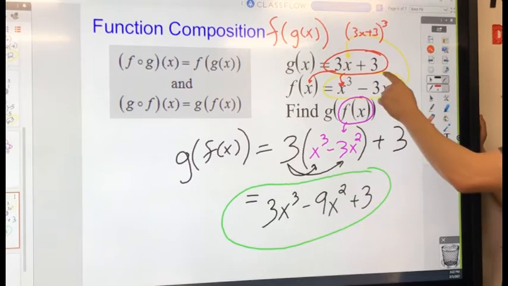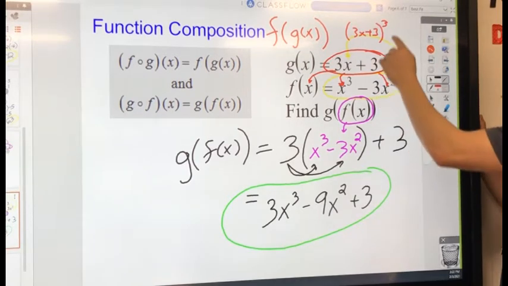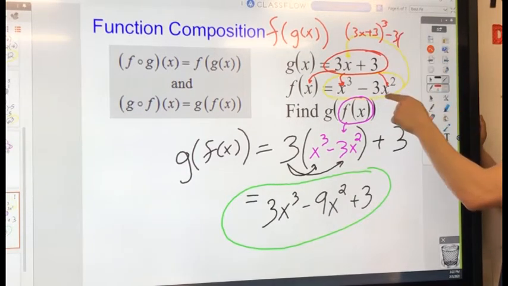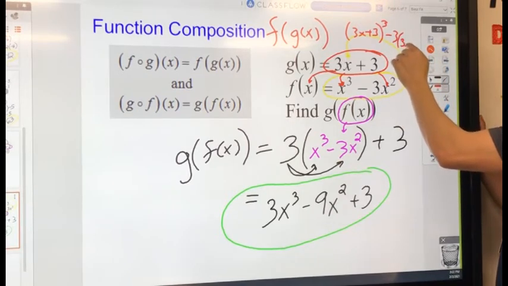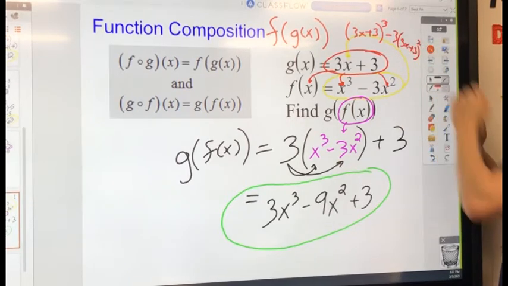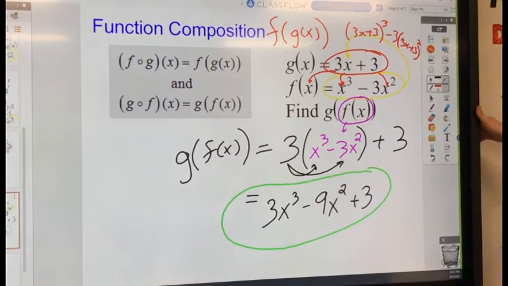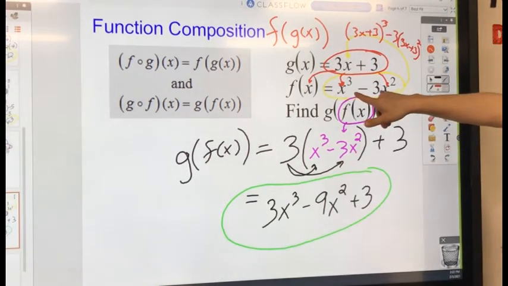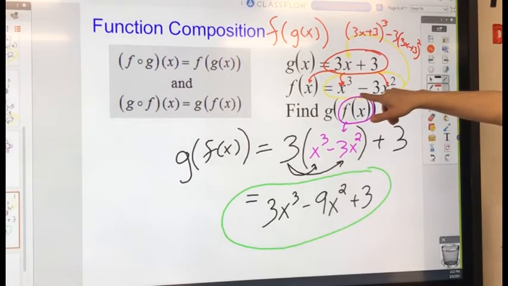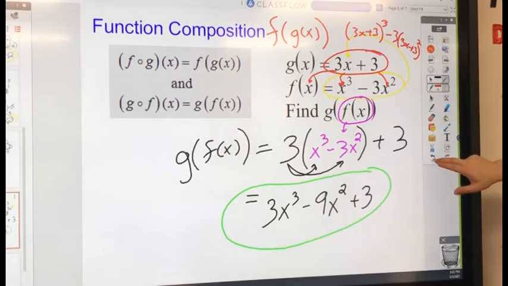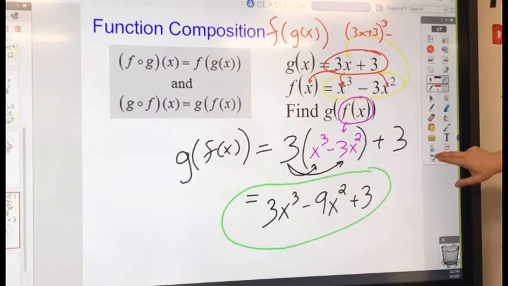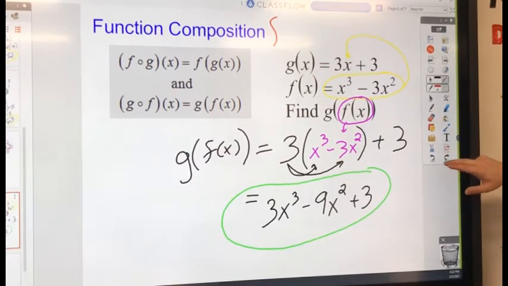No, I didn't say that. Here too. So negative 3 times x squared, and in this case it's going to be 3x plus 3 squared. And that's how you would do the function composition of g of f of x. Everywhere you have an x value, you need to plug in that function. I'm not going to calculate that because that would take a moment, but I just want to show you it needs to go everywhere.